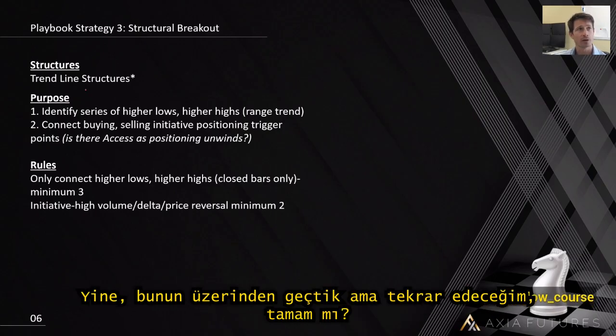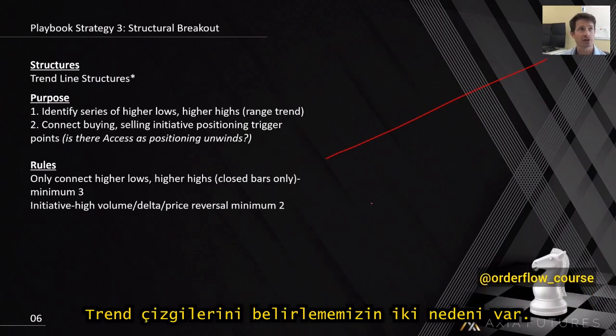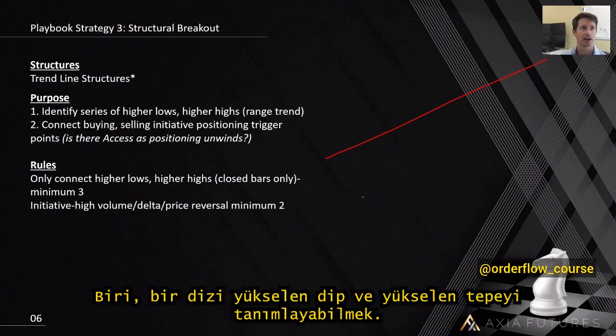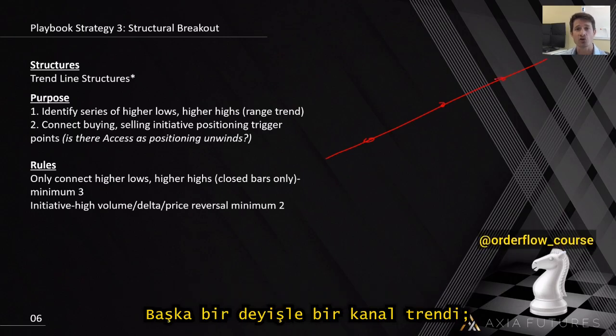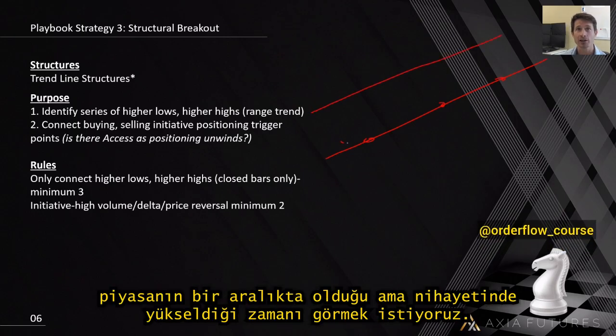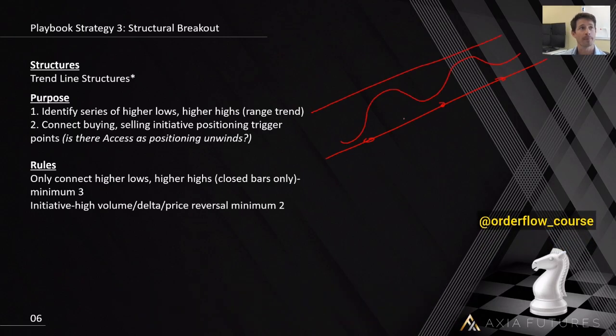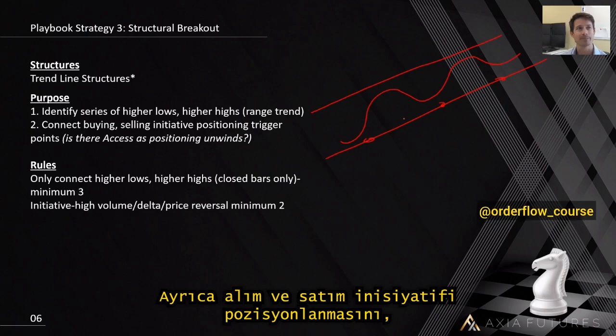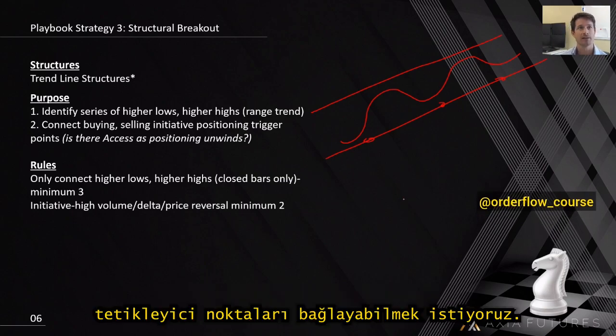Again, we've been through this, but I will reiterate. We all know what a trend line is. There are two reasons we identify trend lines. One is so we can identify a series of higher lows and higher highs, in other words, a range trend. We want to see when the market is in a range, but ultimately trending higher. We also want to be able to connect buying and selling initiative positioning trigger points.